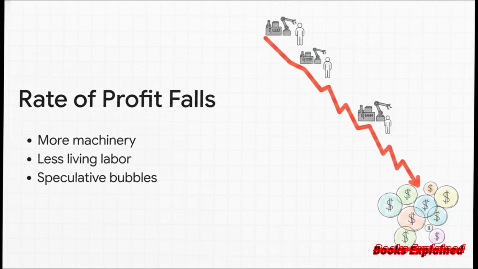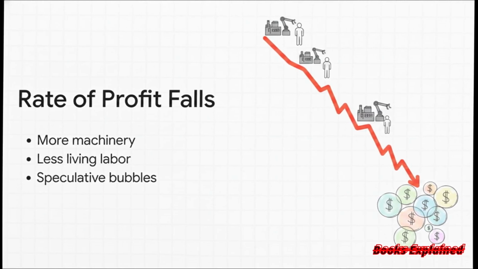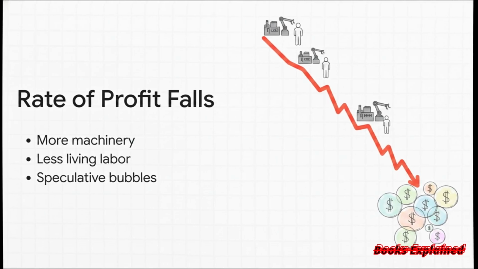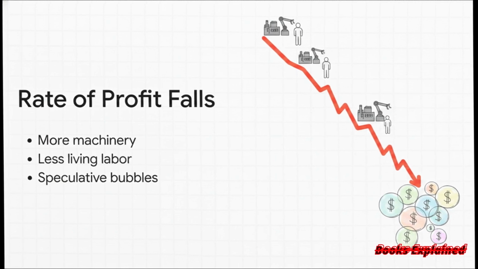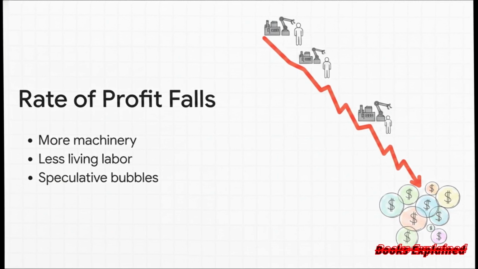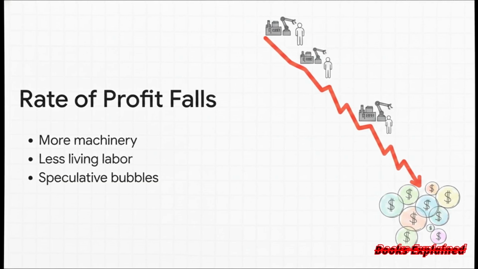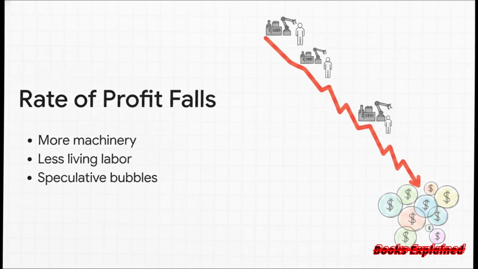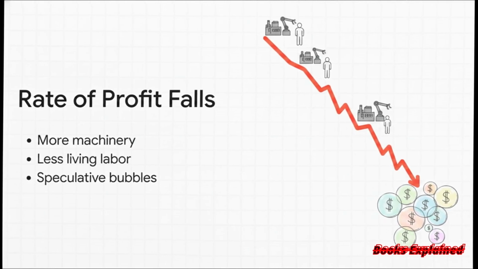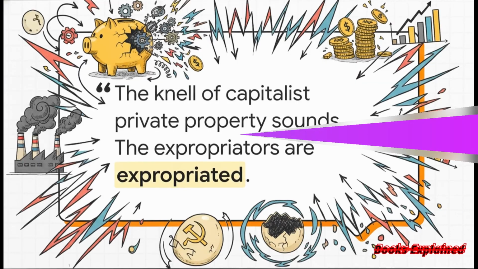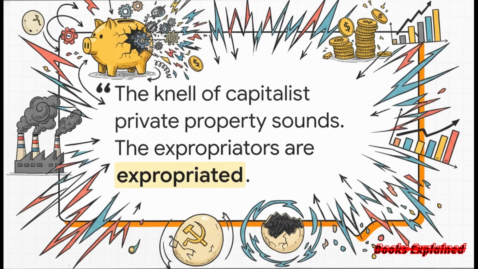Here's how it works. To beat competitors, capitalists constantly invest in heavy machinery and automation. But remember, living labor is the only source of surplus value. So by automating, they are actually shrinking their own base of value-producing labor relative to their massive investments. As the profit rate inevitably trends downward, capital gets desperate. It detaches from real physical production and flows into purely speculative, fictitious financial capital, which inevitably drives the economy into severe cyclical crises.